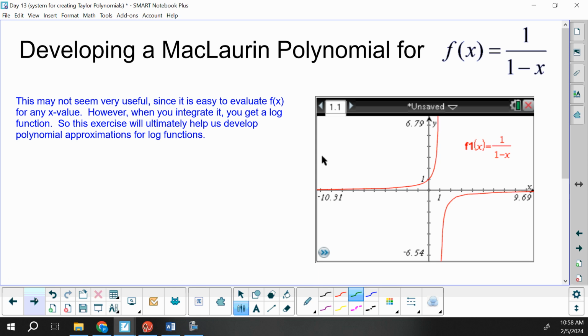All right, we're going to start out today with coming up with a Maclaurin polynomial for 1 over 1 minus x. So it may seem strange, why would we want to work with this? But the whole purpose is eventually it'll help us get a polynomial that has a natural log in it as well.